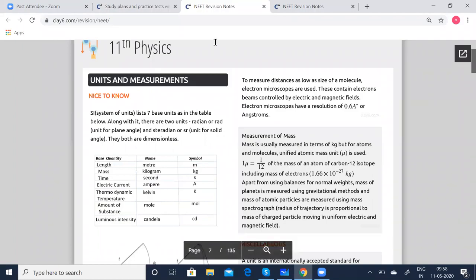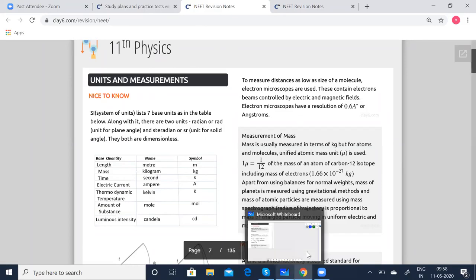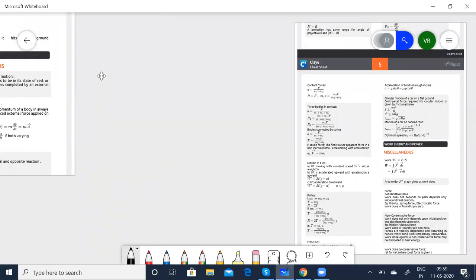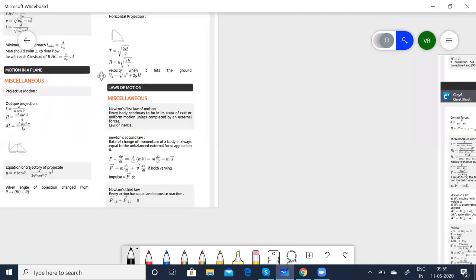Today, I'm going to start with laws of motion. Okay? Let's quickly go through that. Let us quickly see what are the important things you have to know while going through this chapter. Laws of motion.